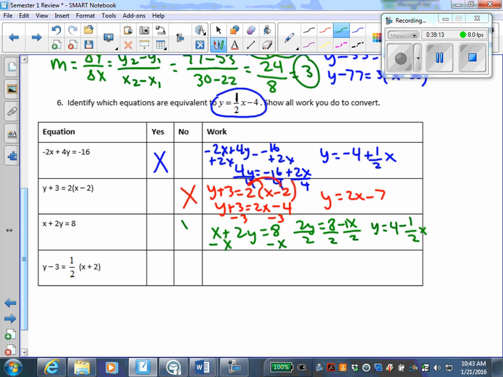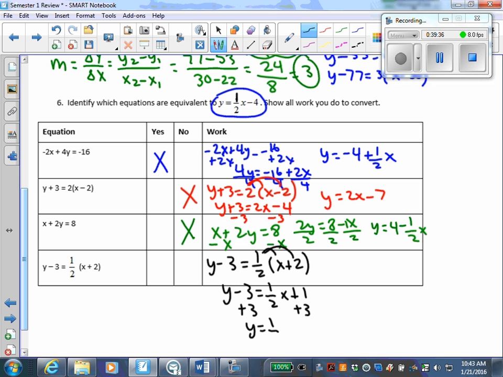One more, y minus 3 equals 1/2 times x plus 2. So we start by distributing the slope. Y minus 3 equals 1/2 x. Half of 2 is 1, so plus 1. Then we add 3. We get y equals 1/2 x plus 4. It's close, but we need a minus 4 to be the same, so not equivalent.